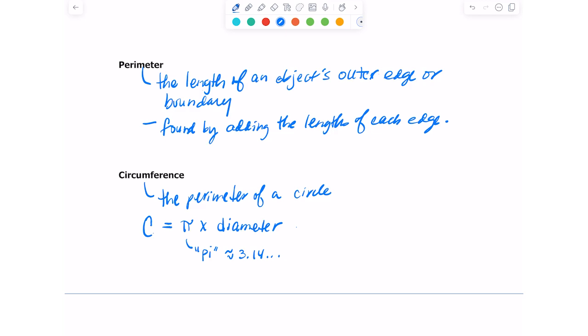Pi is actually the ratio of a circle's circumference to its diameter. So we can use this formula, pi times d for diameter, but we can also think about the radius, which is half the diameter. So in place of the diameter, I can replace it with 2 times the radius. And I can just use 2 times pi times the radius.